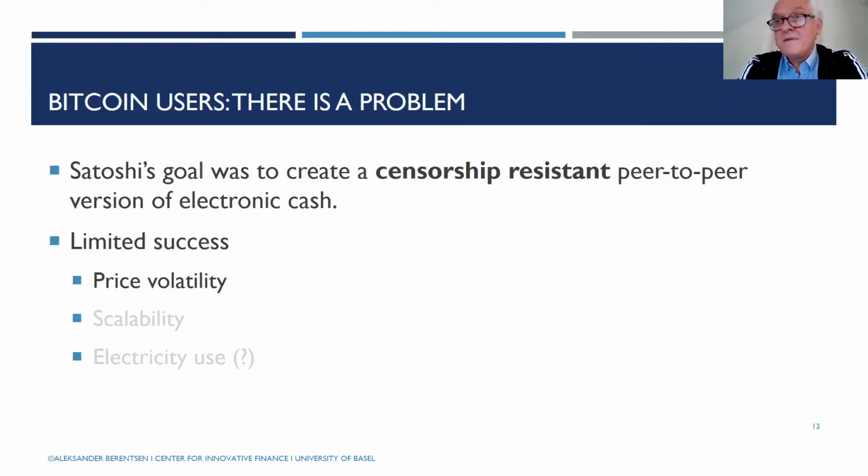Nobody wants to pay 5 francs or Bitcoin for a coffee, and the next day 3 Bitcoin units, and then 7 again. The volatility is so enormous that nobody uses it as a payment instrument. There are other issues, scalability, then electricity use. I don't want to talk about these things, but you can read about that in this book.